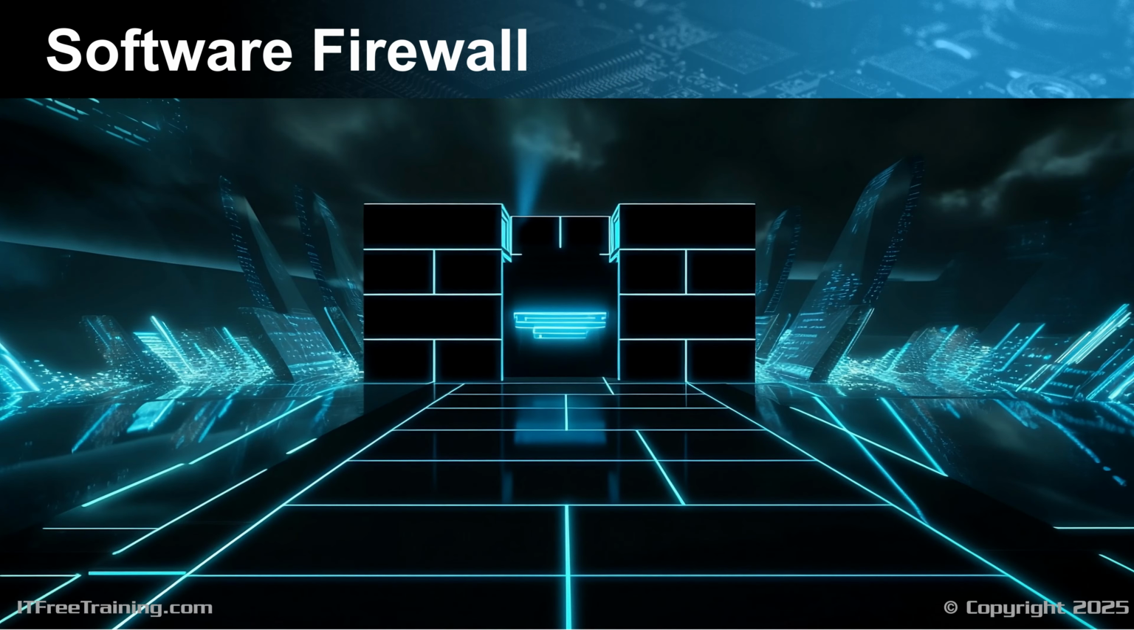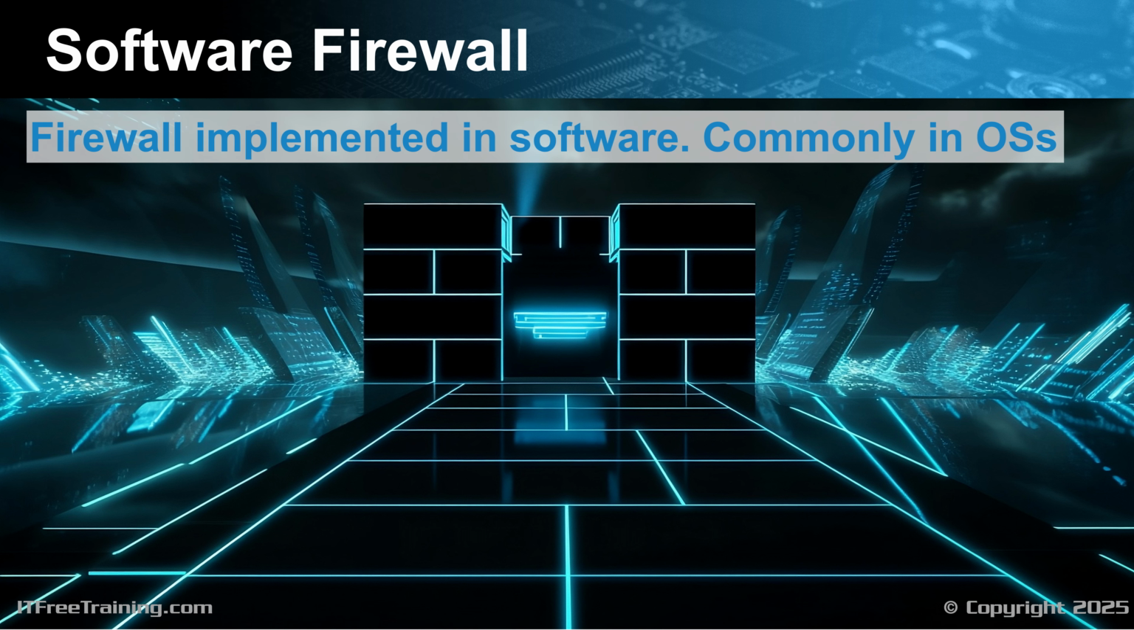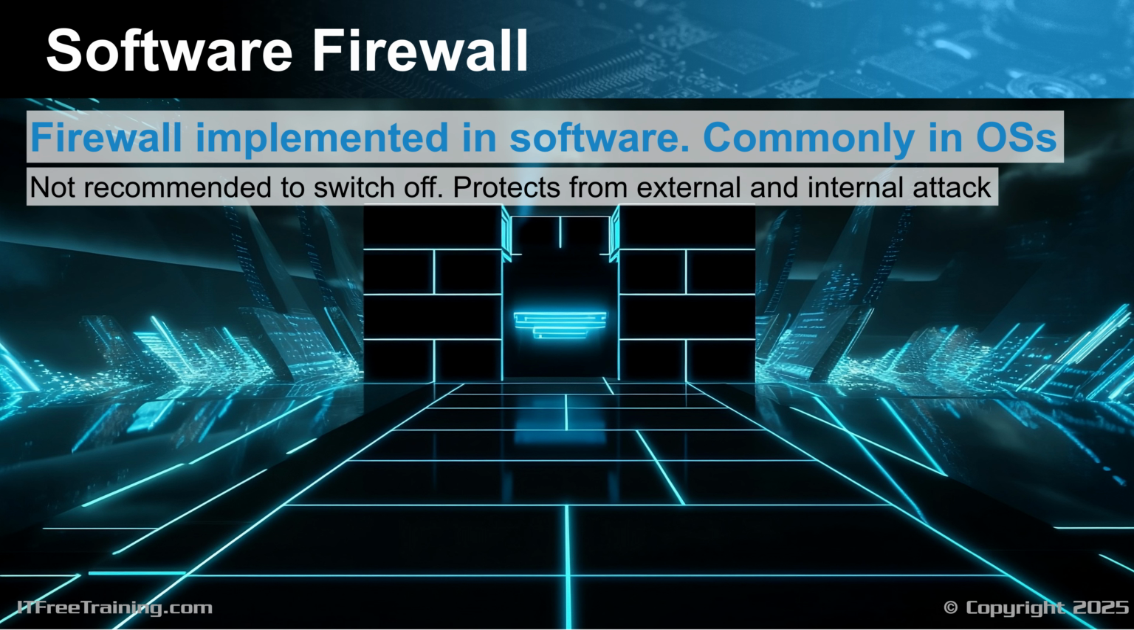Now that we have an understanding of what firewalls can do, let's have a look at some. One of the more common firewalls you will come across is a software firewall. A software firewall is implemented in software, as the name suggests. Generally, it will be implemented by the operating system. There are third-party software firewalls that can be added to the operating system, but with the improvements of OS firewalls, these are not used as commonly as they used to be. It is not recommended to switch off these firewalls as they help protect the computer from external and internal attacks.